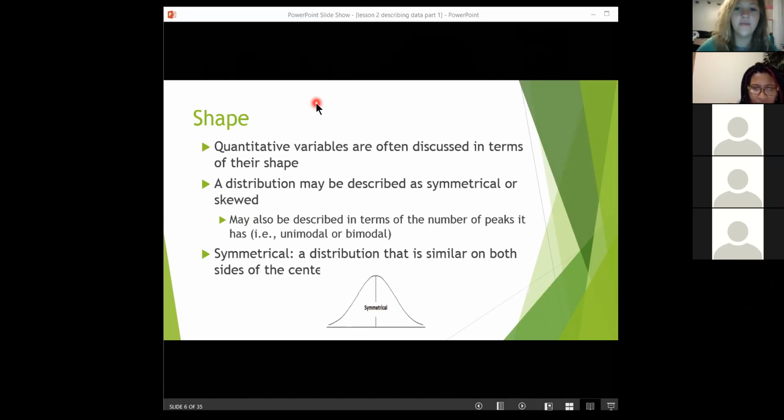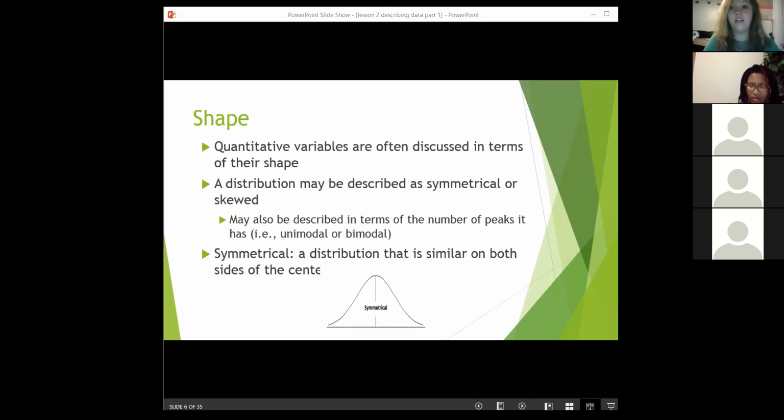Okay, so shape. Remember, we're still talking about quantitative variables. That's why we reviewed that stuff at the beginning, so you've got to remember what quantitative variables are. We usually discuss them in terms of their shape, basically what they look like. Are they symmetrical, skewed, whatever. You can also talk about how many peaks are in it.